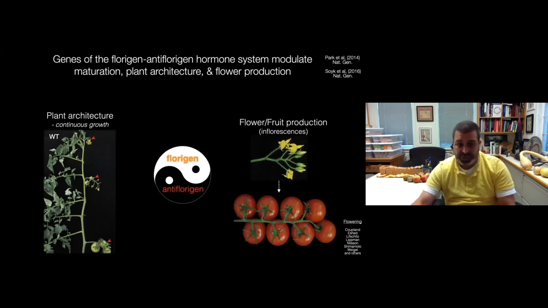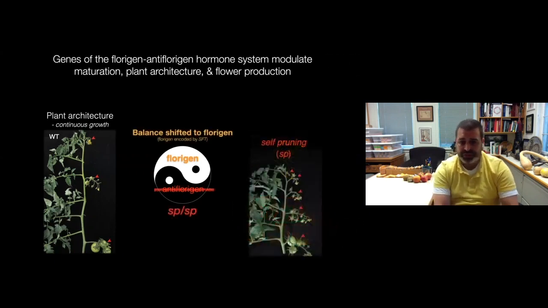But what happens is when you have a mutation, which is a classical mutation, in the gene SELF-PRUNING, which promotes the flower repressing hormone antiflorigen, you get an effect that, as the mutant is called, causes a self-pruning impact on shoot architecture. So if you look at the red arrows, you can see that instead of having a nice spaced out continuous growth of these clusters of flowers known as inflorescences, when you have a self-pruning mutation, you get this burst of flowering that occurs on a much more compact plant.